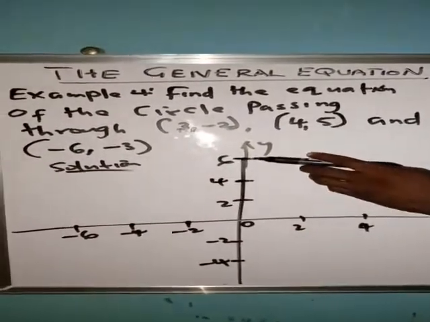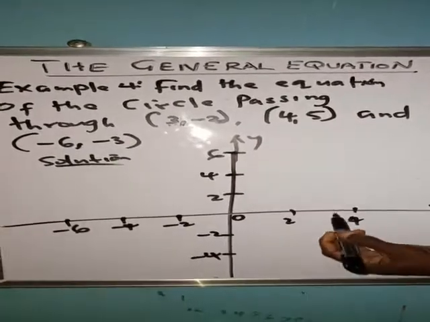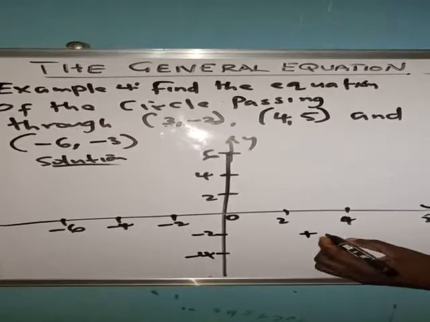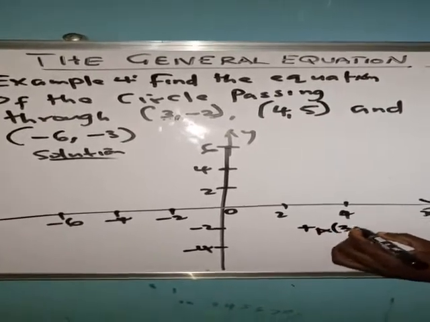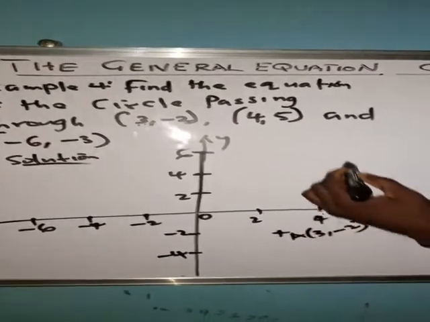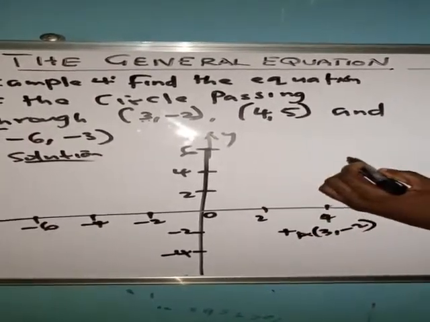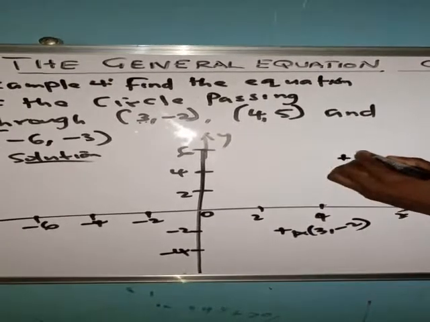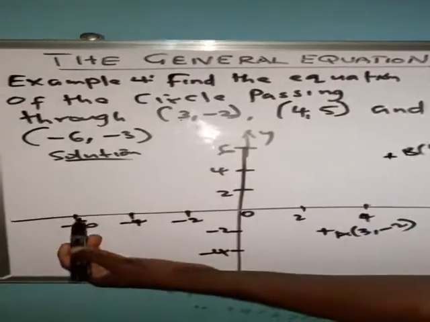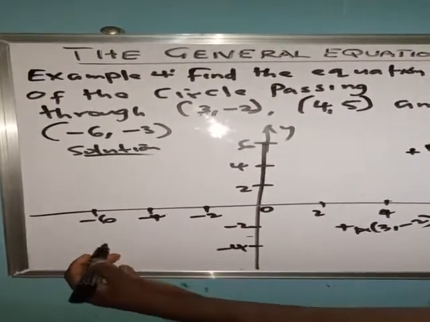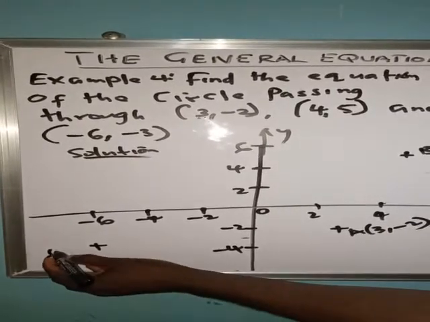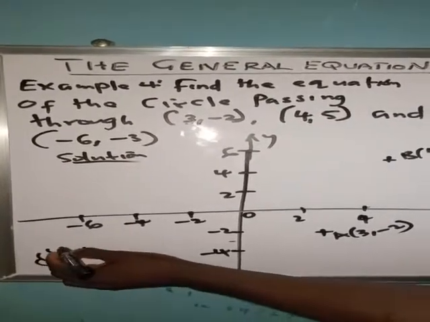So when x is 3, y is minus 2. When x is 3, 3 will be here. Y is minus 2. You trace it down. So let's call that place point A. That is 3, minus 2. When x is 4, y is 5. You trace it, this is 5. Trace it up. When x is 4, y is 5. I call it coordinate point B. That is 4, 5. And when x is minus 6, y is minus 3. This is minus 3. Trace it down. So I call it C. The coordinate point is minus 6, minus 3.